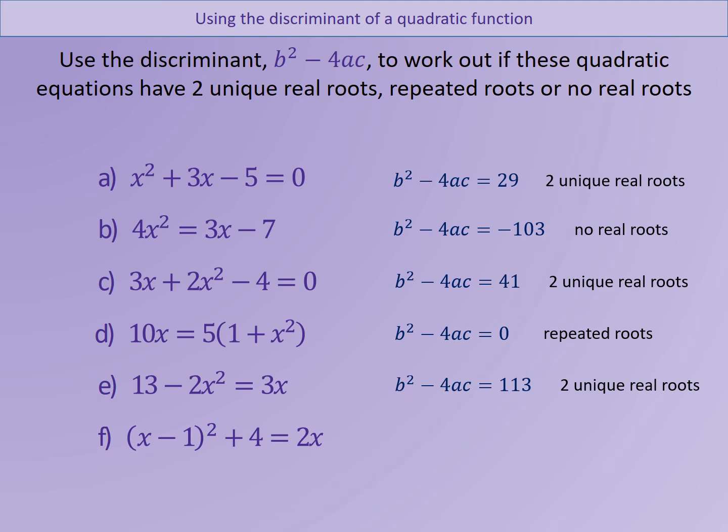And then finally, in the last one, we would have to multiply out the brackets and then bring the 2x across to the left-hand side, and we will end up with A being 1, B being -4, and C being 5. And if I put those values in, I get -4, which means that there's no real roots. Any problems with them and you're not sure where you're going wrong, again, contact your teacher and they will be able to help you out.